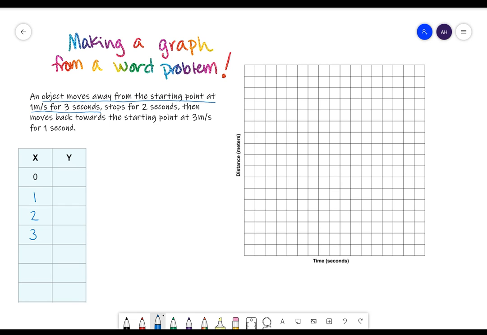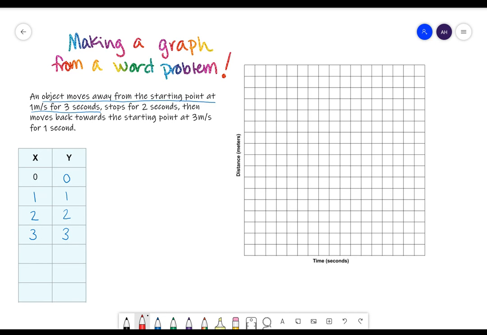And now, since I know that it started at the starting point, so we call that our origin. Remember, it's 0, 0. I'm going to go ahead and fill in that distance for the first one. And since we're moving at 1 meter per second, I'm going to add a meter for every second that passes. So from here, we start at 0. 1 second passes, so I add a meter. Another second passes, so I add another meter. Another second passes, so I'm going to add another meter. Okay? And we know that we're adding our speed here because we are increasing our distance from the starting point. We're moving away from the starting point.